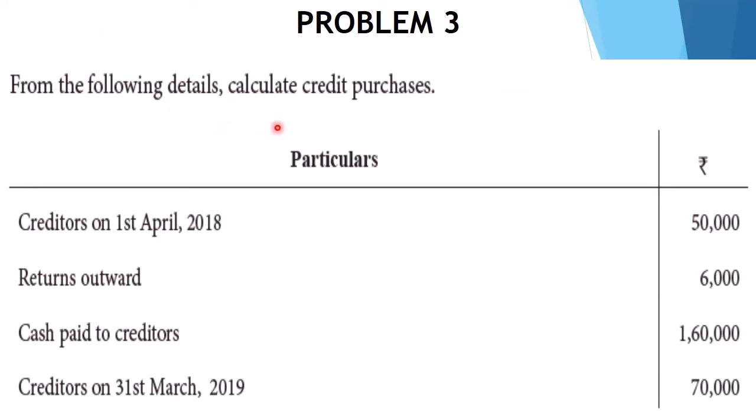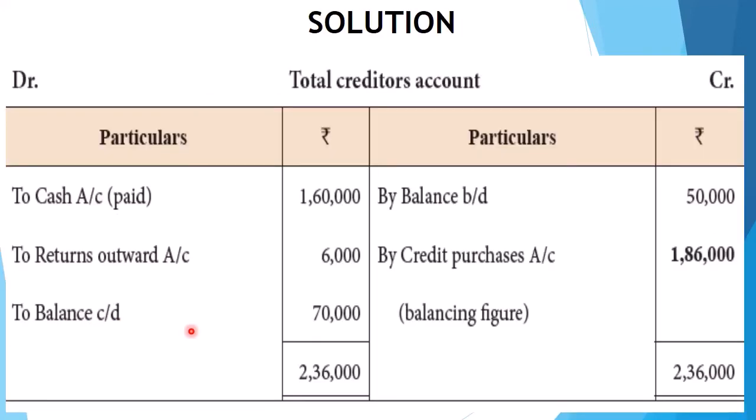From the following details, calculate credit purchases. So let's calculate credit purchase. So opening balance is given, closing balance is given, return outwards is given, cash paid to creditors is given. Solution. Total creditors account, by balance brought down 50,000, to balance carried down it is 70,000. So cash paid is 1,60,000, to return outward is 6,000, that is purchase return. So the balancing figure will give us the credit purchases, that is 1,86,000.